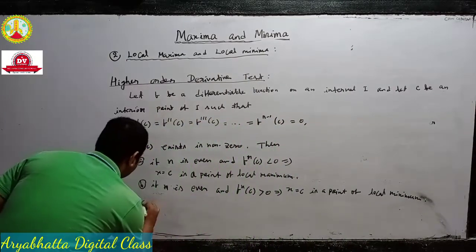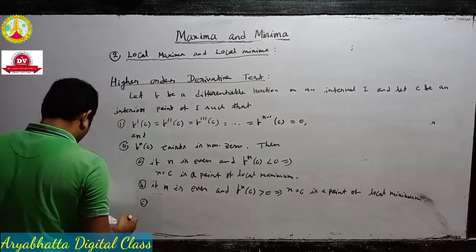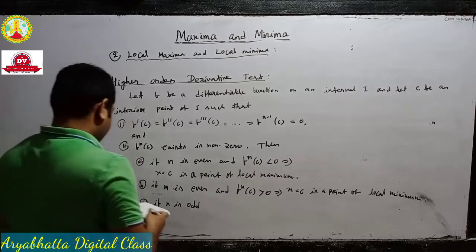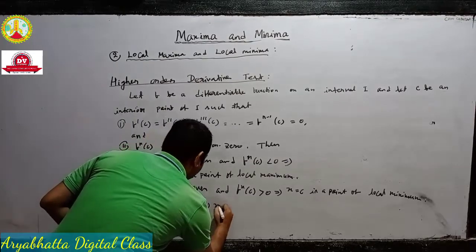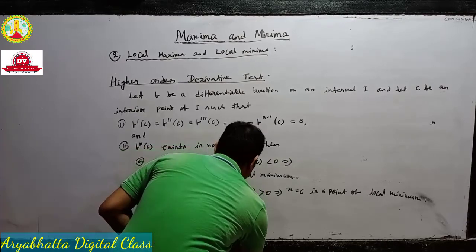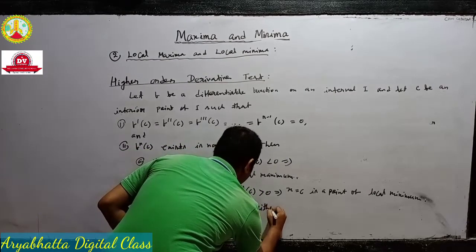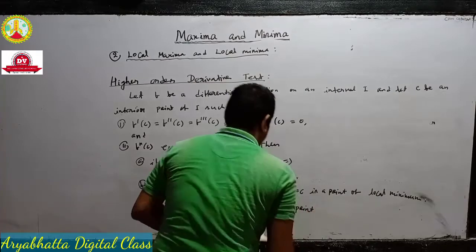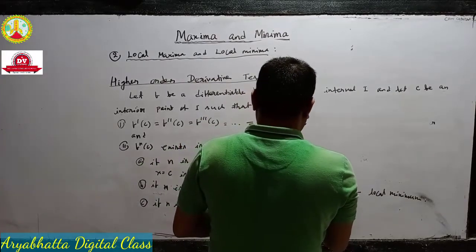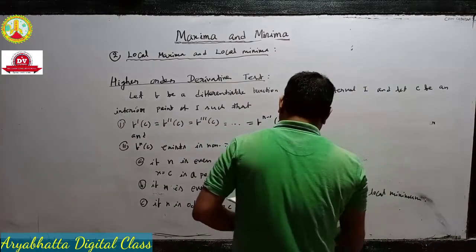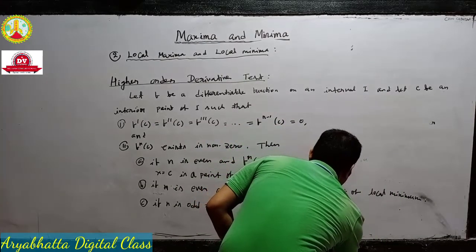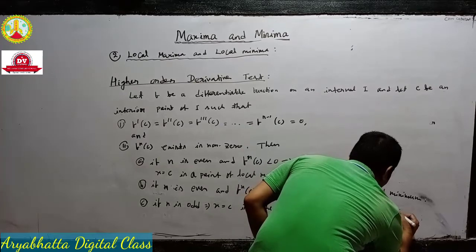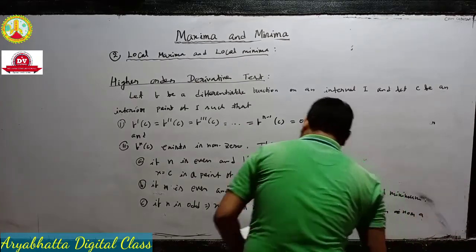Next, (c) if n is odd, this implies x equal to c is neither a point of local maximum nor a point of local minimum.